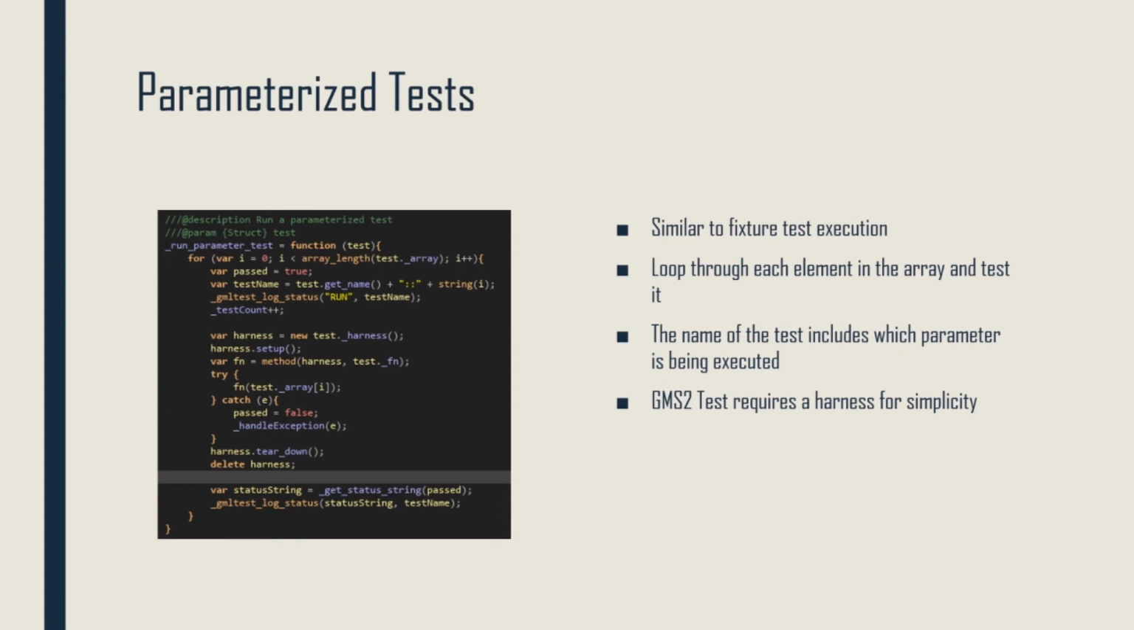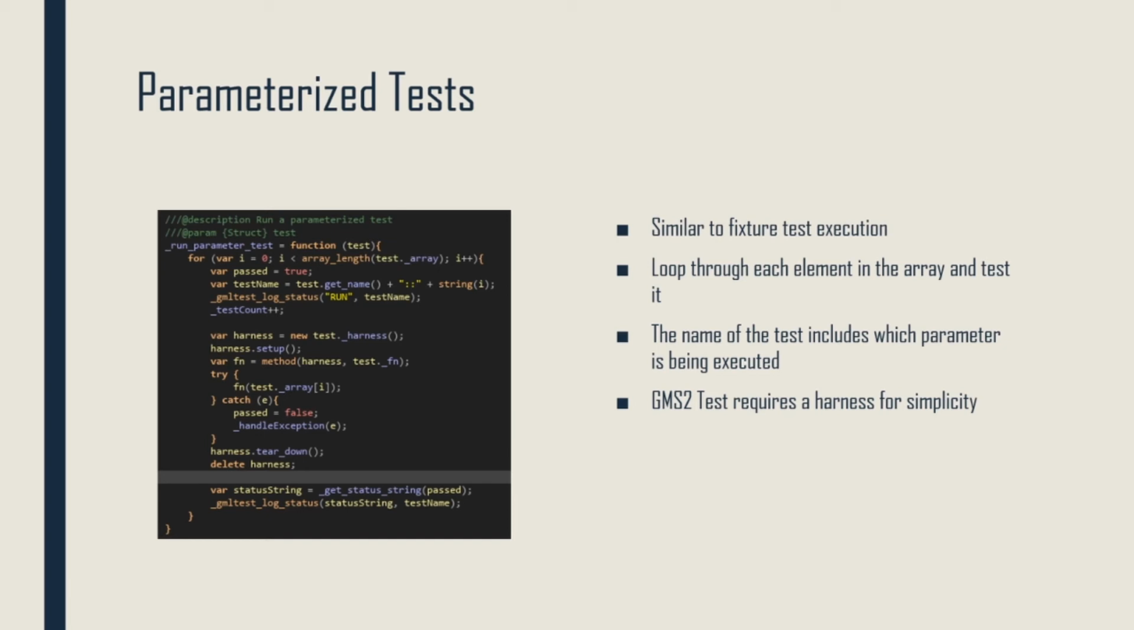Parameterized tests are very similar to fixture tests as well. You loop through each element in the array and test it with the test function. But you also need to make sure that the test name includes which parameter is being executed, because they're executed in order.